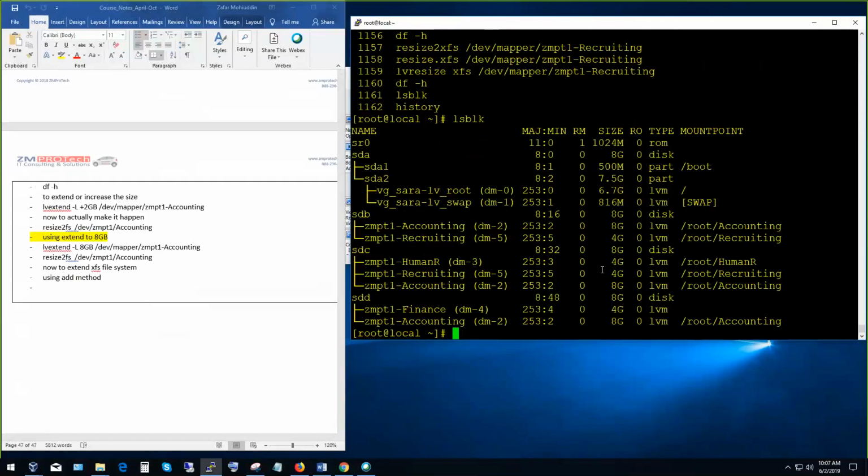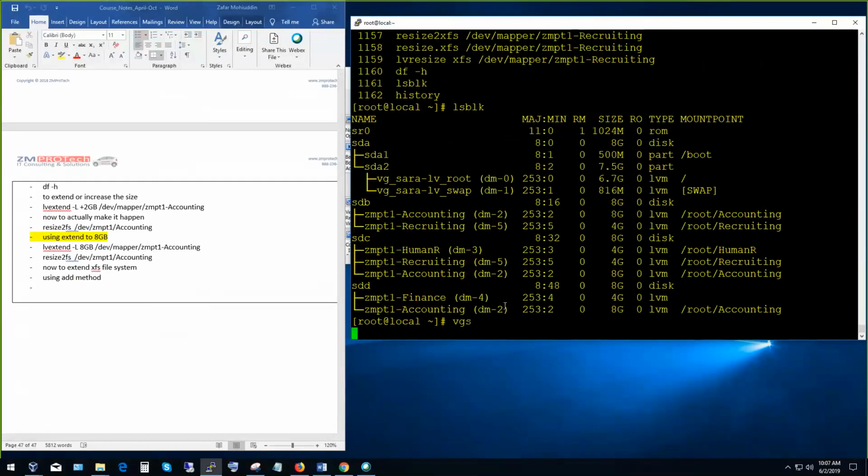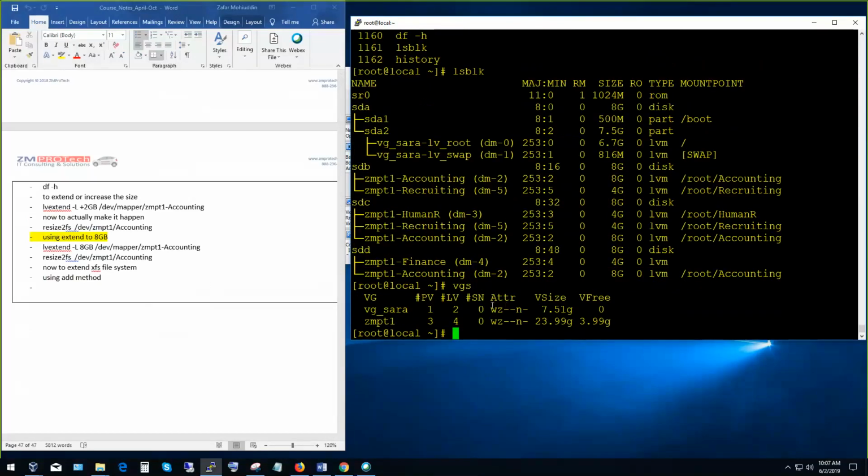Okay, so recruiting is at 4 GB, and I want to extend two more or one more, whatever. How are we gonna do that? We're gonna do a vgs first, and we took a look here, and it says only 4 GB is free. Okay, so we are good. We're gonna extend 2 GB each. So, resize2fs.